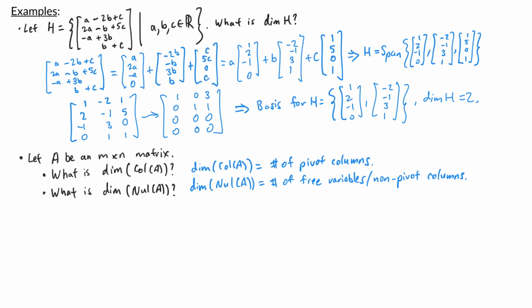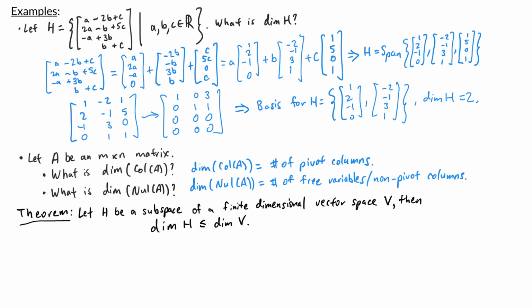Before I end this video, I want to mention a couple of theorems. First, let H be a subspace of a finite dimensional vector space V. Then, the dimension of H is always less than or equal to the dimension of V. This theorem should make sense geometrically. For example, if I have a two-dimensional vector space, a subspace of it can't be three-dimensional. In general, your subspace can't have dimension that exceeds the dimension of your vector space.